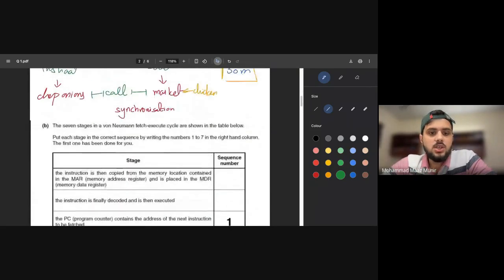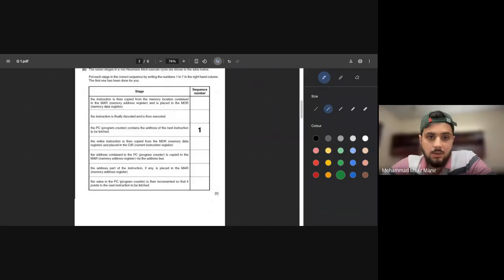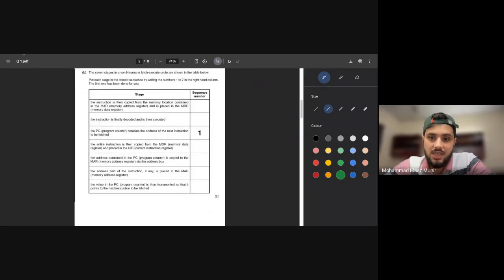So we're done with this question. Now we're going to look into part B of the same question, which is talking about the fetch execute cycle. Now, what is the fetch execute cycle?